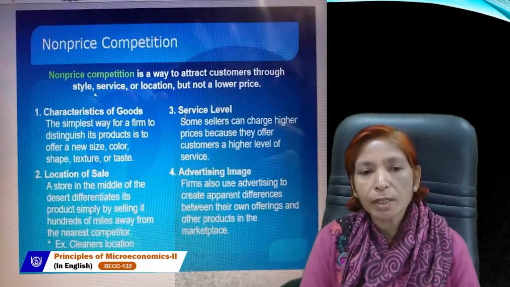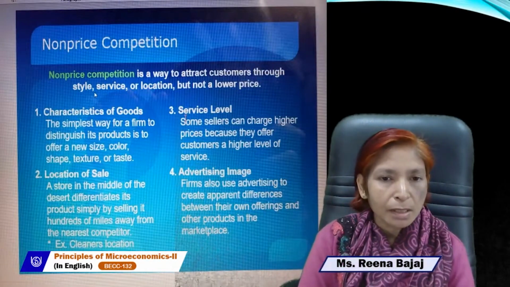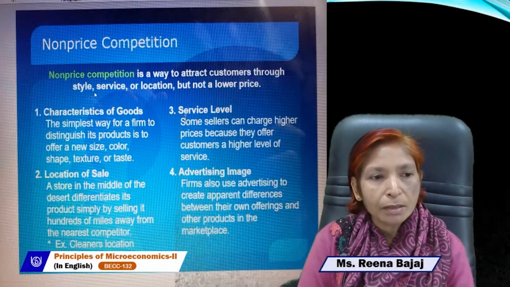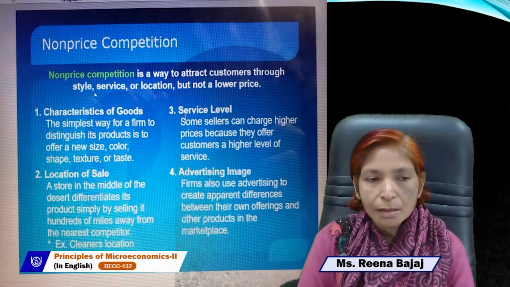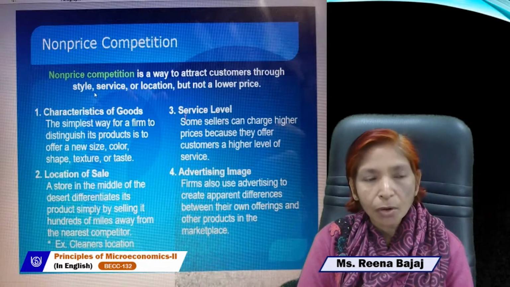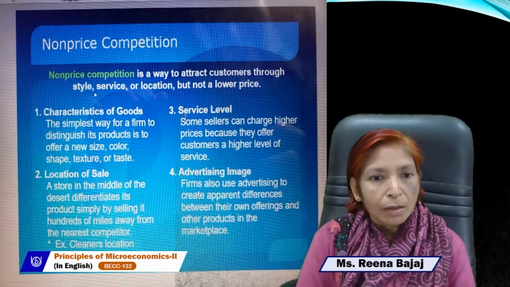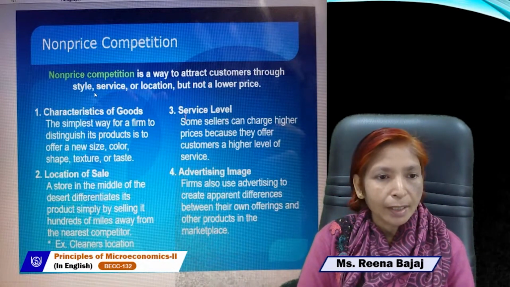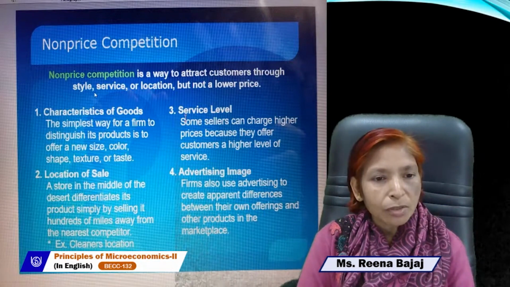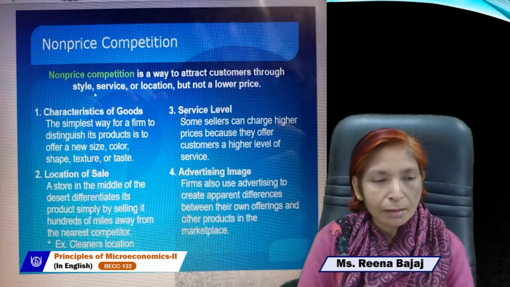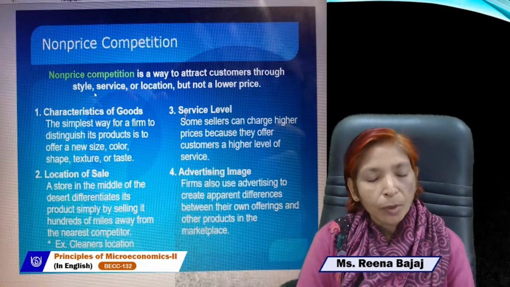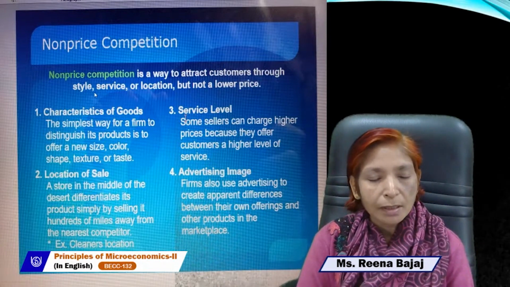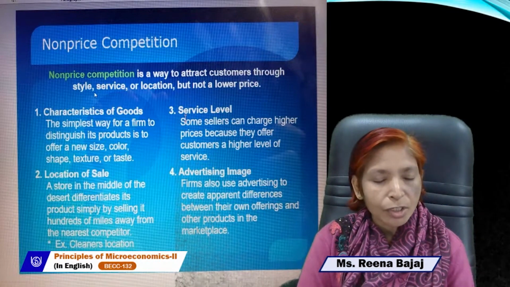Next is non-price competition. This is also a very important concept in this market. Non-price competition is a way to attract customers through style, service, or location, but not a lower price. The feature of this non-price competition is the characteristics of goods. The simplest way for a firm to distinguish its product is to offer a new size, color, shape, design, texture, or taste. As you know, in a monopolistic competition market, all firms produce a heterogeneous or differentiated product.